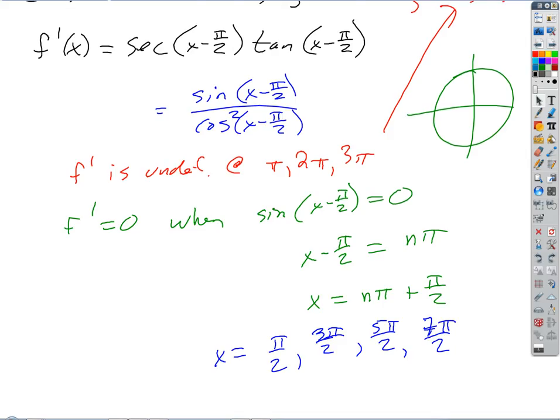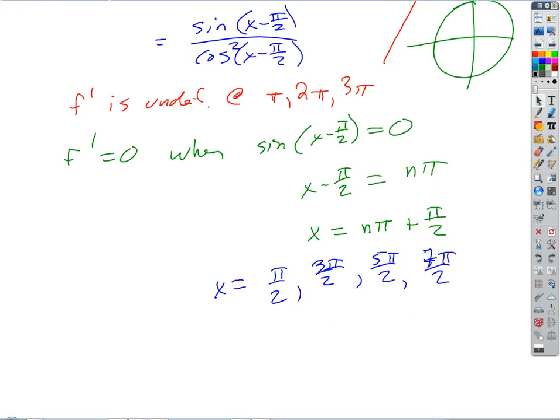So if we solve this for x, if we add pi over 2 to both sides, we just get x equals n pi plus pi halves. And then we just pick the values of n that gave us critical numbers inside our interval, right? Between 0 and 4 pi, that worked for n equals -1, we got pi halves. For n equals 1, we got 3 halves pi. For n equals 2, we got 5 halves pi. And for n equals 3, we got 7 halves pi. Got how to count. Okay, make sense?